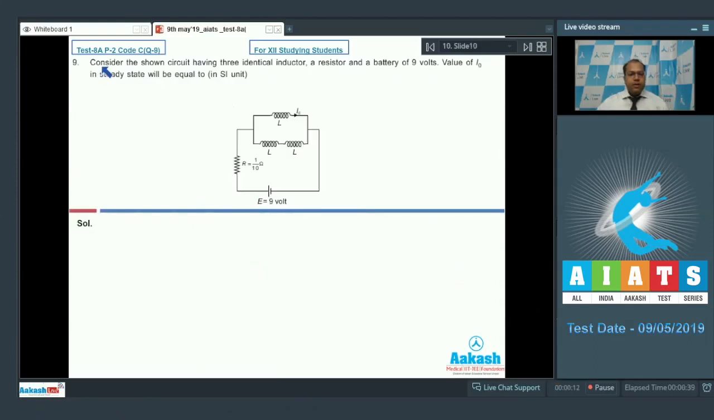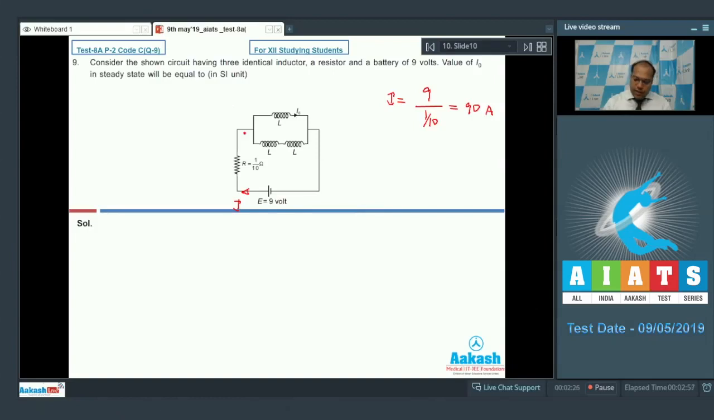In question number 9, consider the shown circuit having 3 identical inductors, a resistor and a battery of 9 volts. The value of I0 in a steady state will be equal to? So I0 is the current through this inductor branch. In the steady state, the inductor will behave like a conducting wire. So the current through the battery can be written as I equals E by R. The value of E is 9, R is 1 by 10, so I is 90 ampere.